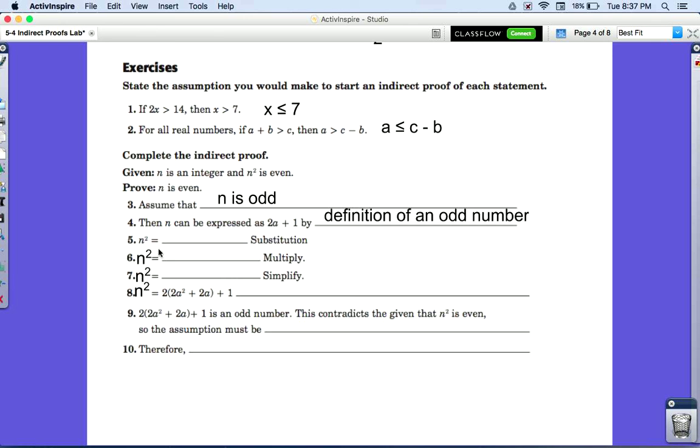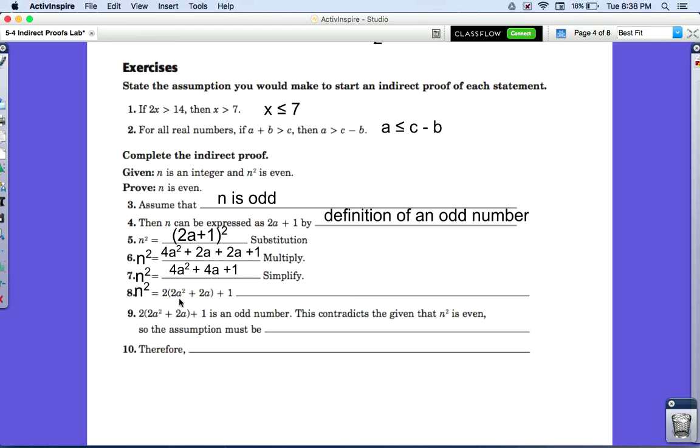So that means that n squared is just going to be, I'm going to plug this in for n. So n squared equals (2a plus 1) squared by substitution. And I'm going to multiply this out, and you want to make sure that you correctly FOIL this. Don't just distribute the square. You'll get 4a squared plus 2a plus 2a plus 1. And then you're going to simplify or combine like terms and get 4a squared plus 4a plus 1.